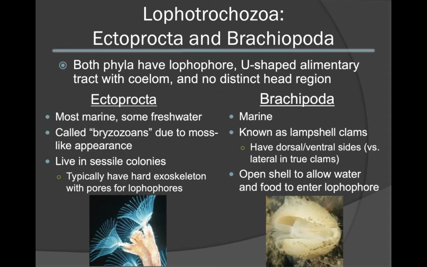Many of these live in sessile colonies and have a hard exoskeleton. However, within the exoskeleton there are pores that the lophophore can extend through, as seen in the diagram to the lower left. Brachiopods, rather, are marine organisms. Many of these are known as lampshells. They have a dorsal and ventral side, however they're not considered to be true clams, as we'll see in a few slides. Brachiopods will open their shell to allow water and food to enter into the lophophore for feeding.